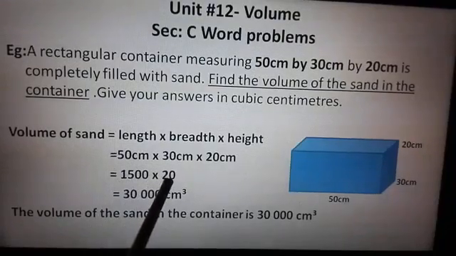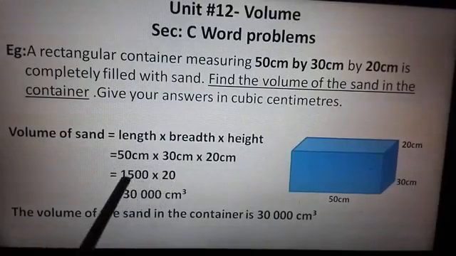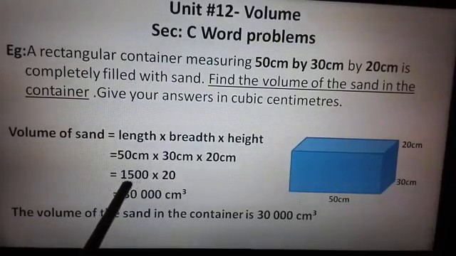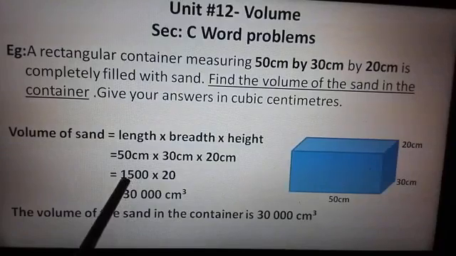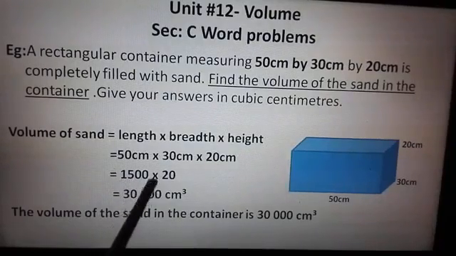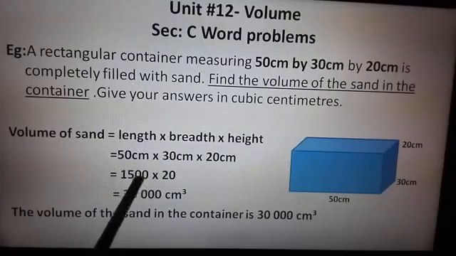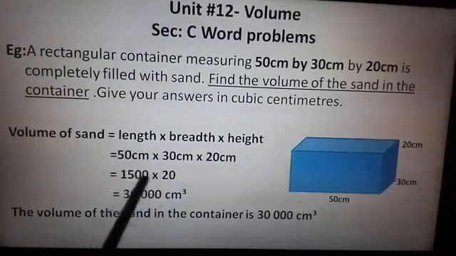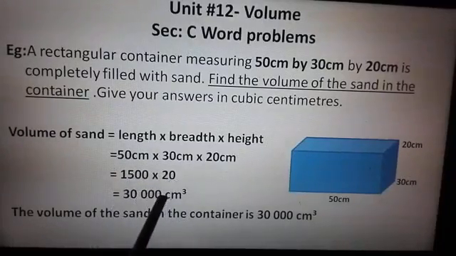That means 2 times we will multiply to a table of 15. 15 ones are 15. 15 twos are 30. When you double 15 you will get 30. First we will write 30 there. Then count how many zeros are there here. 1, 2, 3. So those 3 zeros we will write here.